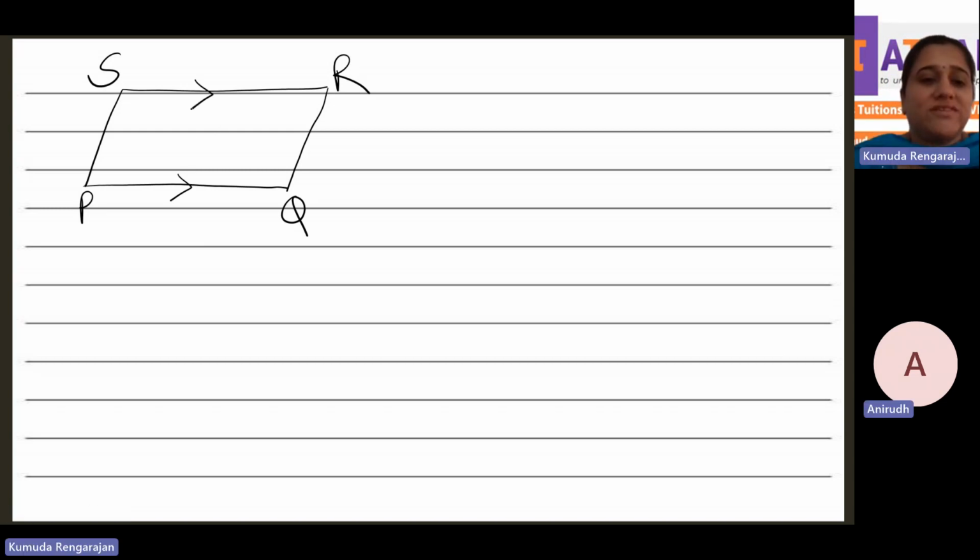PQ is parallel to SR, and QR is parallel to SP. Understood this? That's why it's a parallelogram, because both pairs of opposite sides are parallel.